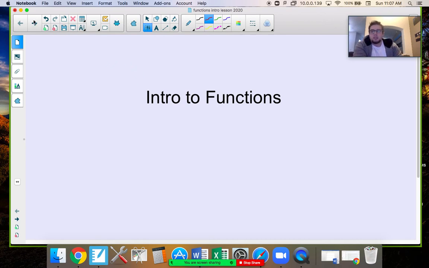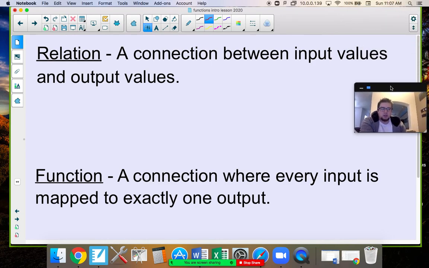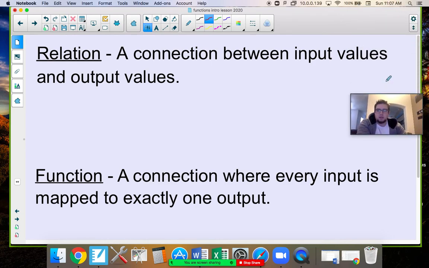So functions have a lot of different vocab that we're going to start off with. The first ones are relations versus actual functions. I'm going to move myself right here so you can see it. A relation is a connection between input values and output values.